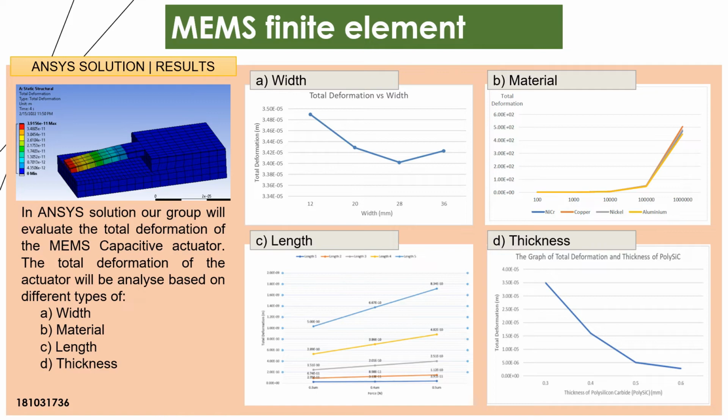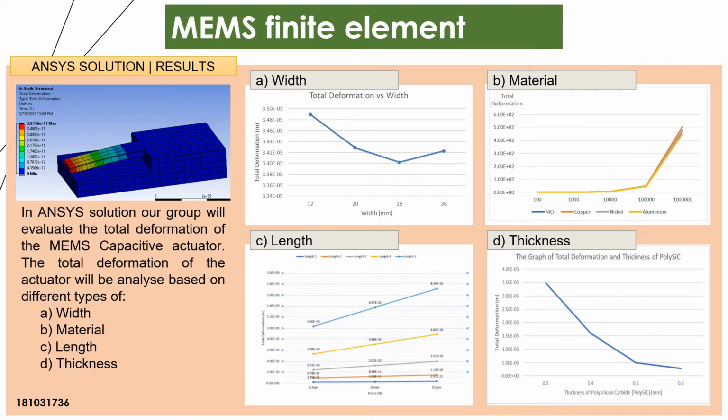For the material graph, it uses different materials such as NiCr, copper, nickel, and aluminium. Based on the graph, for copper, the total deformation is larger than the other materials. For the length graph, the line graph represents different values of length. Lengths 1, 2, 3, 4, and 5 represent lengths of 60, 70, 80, 90, and 100 micrometer. The total deformation decreases when the length is increased.